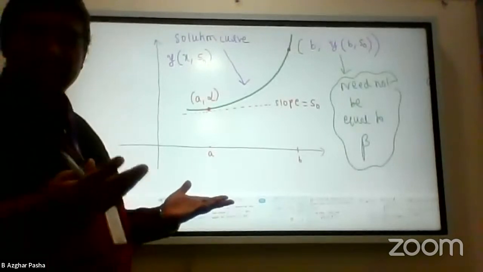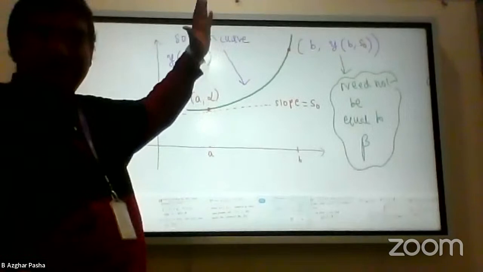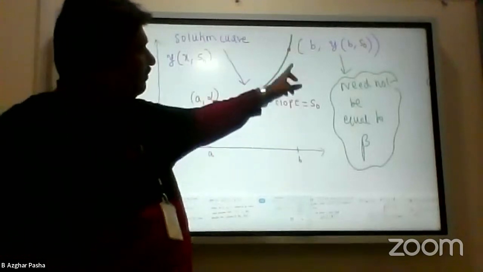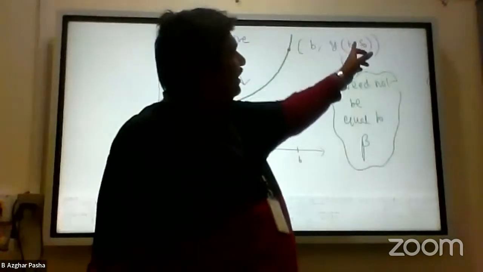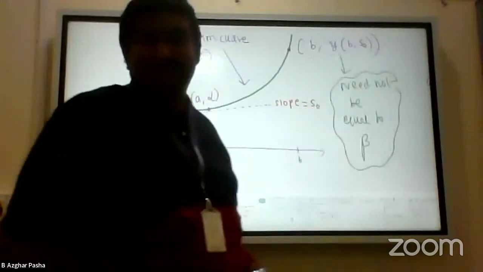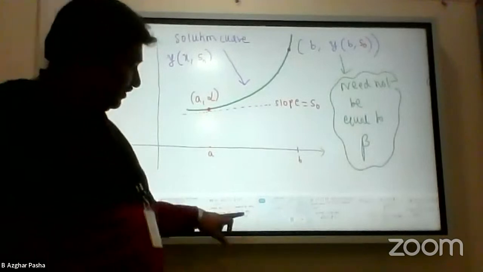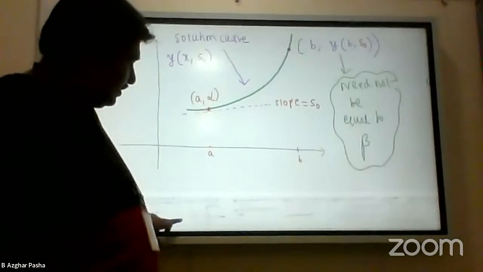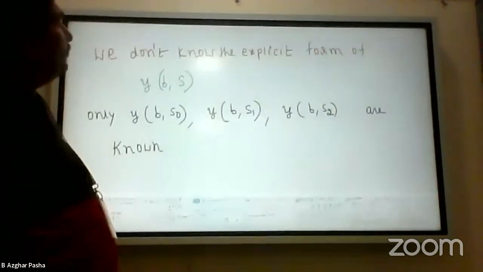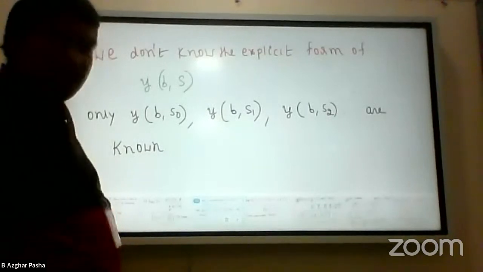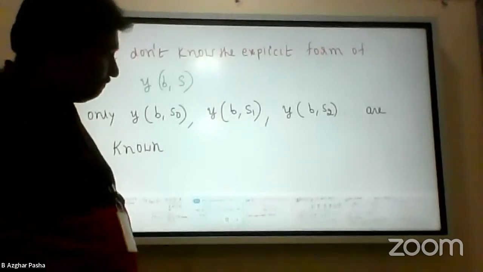For different slopes, S0, S1, S2, this curve will be different. So on that curve for a particular b value, I will be getting that y value. I only know that point, different curves. That is a big deal. I don't know y of b explicitly.